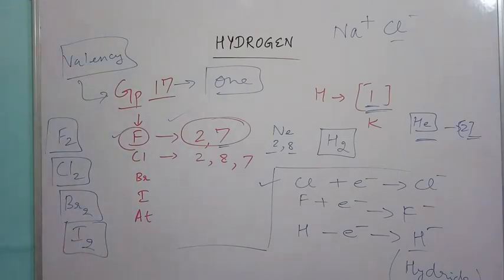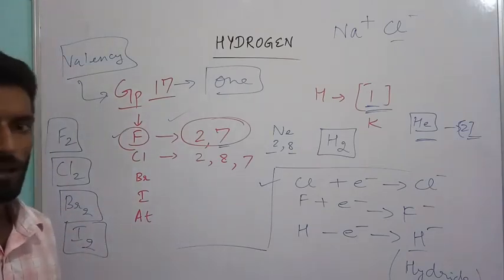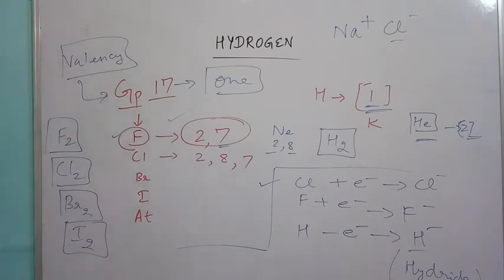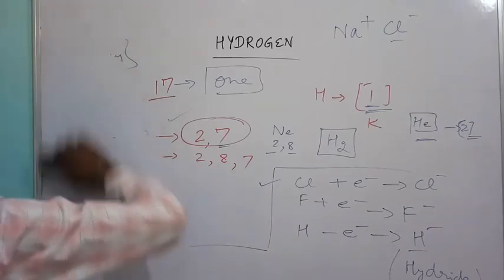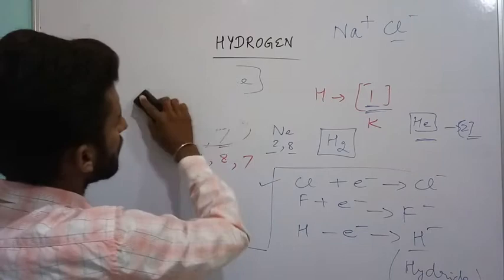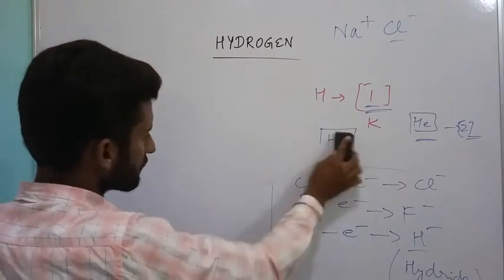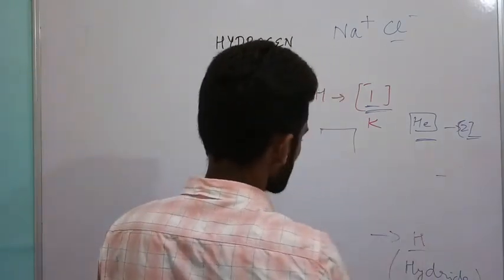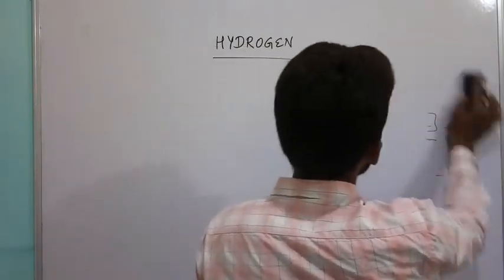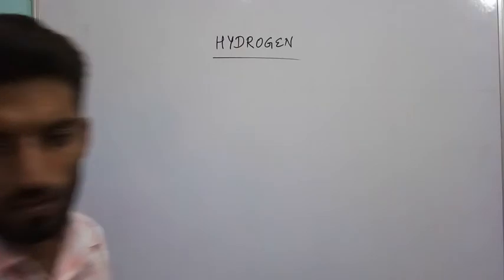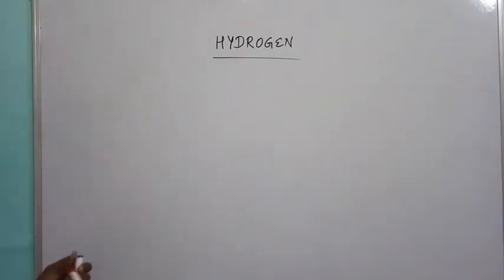There is uncertainty whether it belongs fully to the first group elements or to the group 17 elements. After that, the next one is the preparation of hydrogen gas in the laboratory. The preparation is generally carried out by a process that you studied earlier, known as the Bosch process.